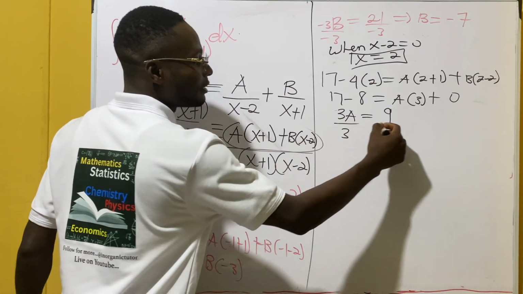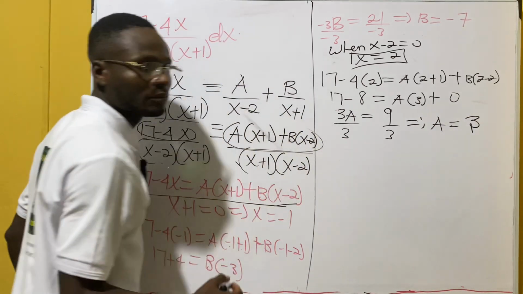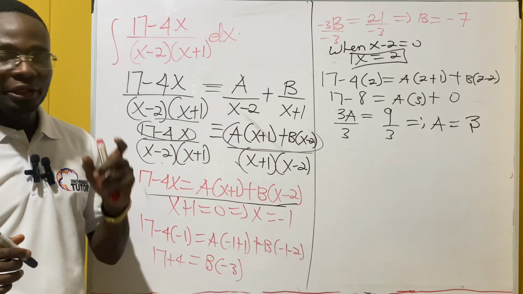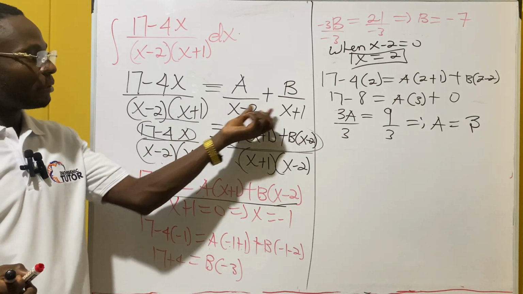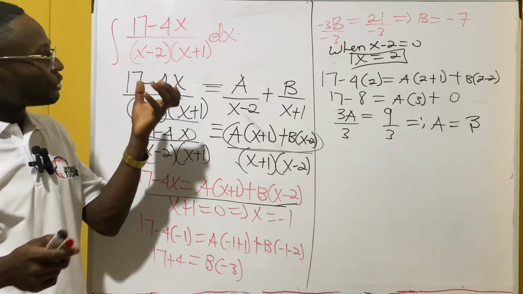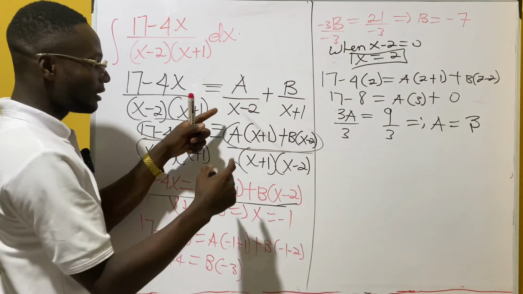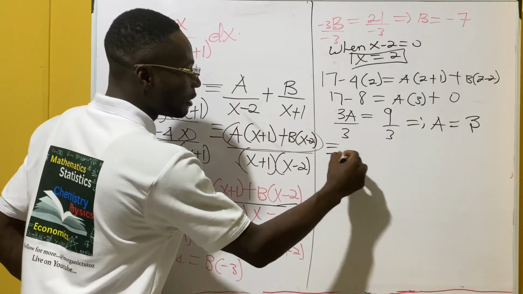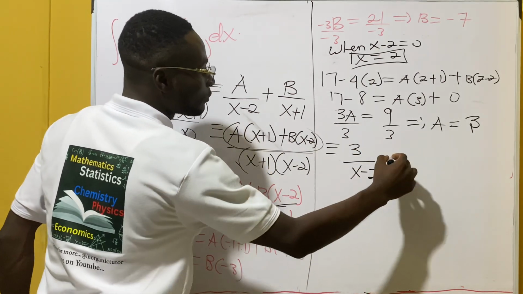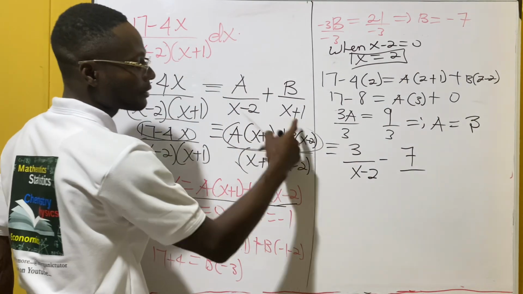So this divides this, and then we can say that our a is equal to positive 3, right? So once we are done finding the values of a and b, we can go ahead and substitute in place of this, and then we can insert into the integrand and find the integration of this particular function we see right here. By replacing a and b, we have a, which is 3 right here, over x minus 2, plus our b, which is minus 7 on x plus 1.